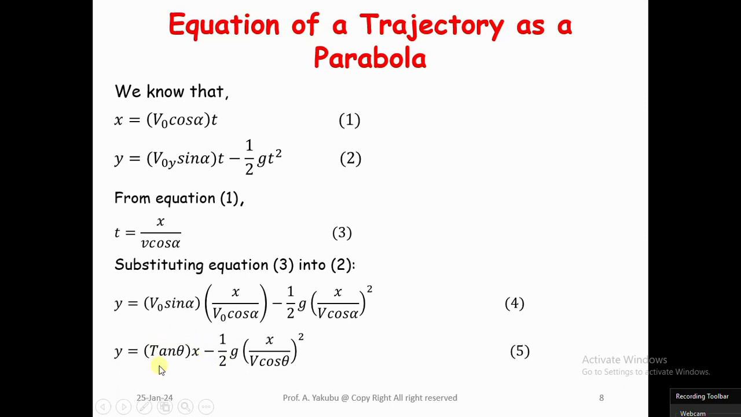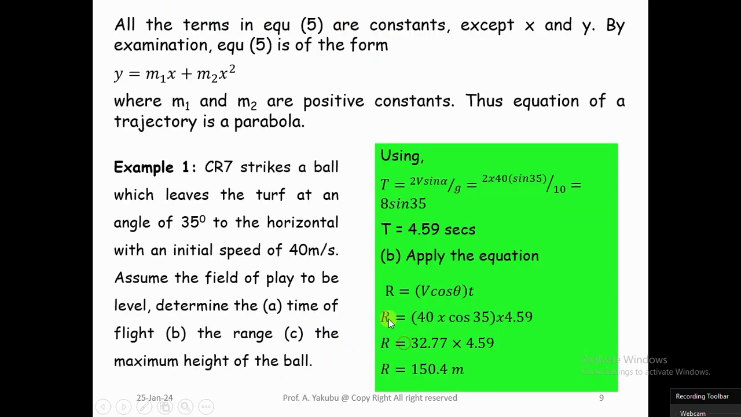If you remember, I told you earlier that the equation for a parabola is y equals m1 x minus m2 x squared. If you look at this equation by inspection, tan alpha is like our m1, which is a positive constant, and then g over 2 v naught cos alpha squared is the second m, then x squared. So automatically all terms in equation 5 are constant except x and y. By examination, equation 5 is of the form y equals m1 x minus m2 x squared, where m1 and m2 are positive constants, thus the equation of the trajectory is a parabola. So with this, we now agree that it is a parabola.